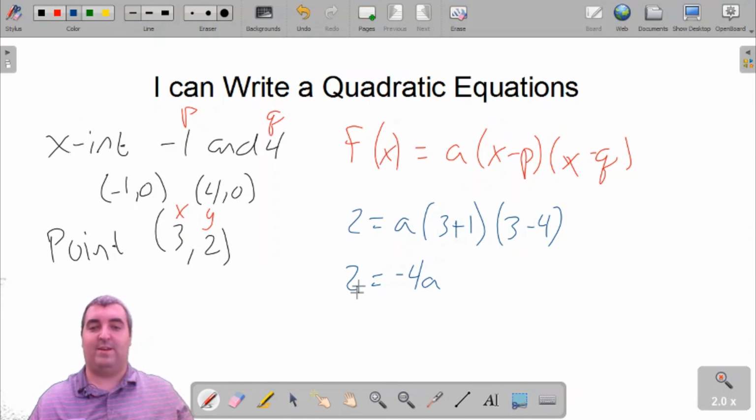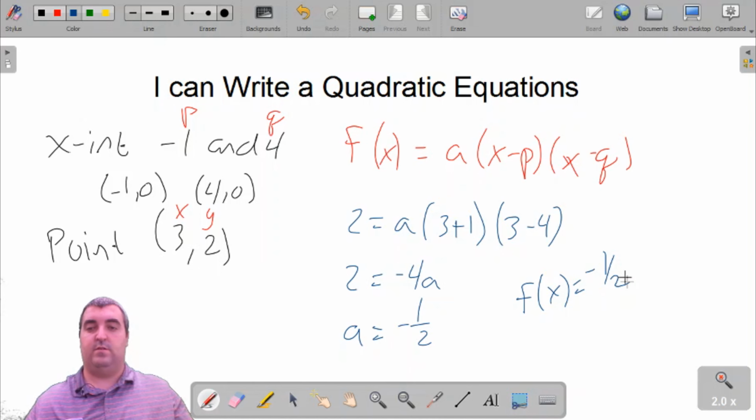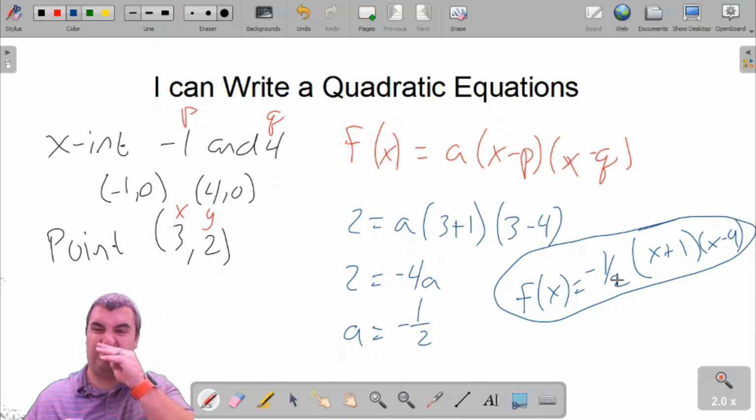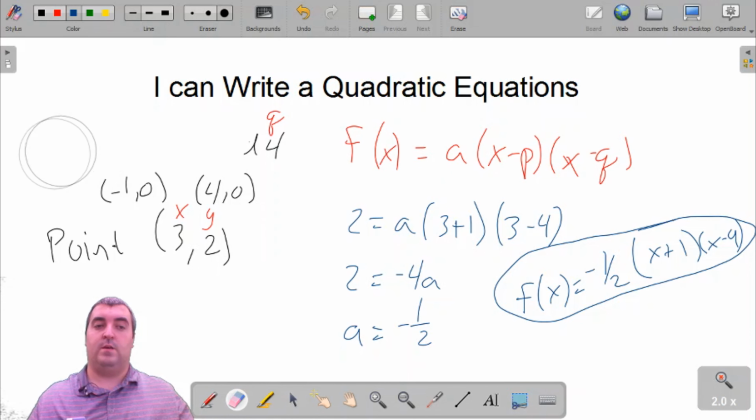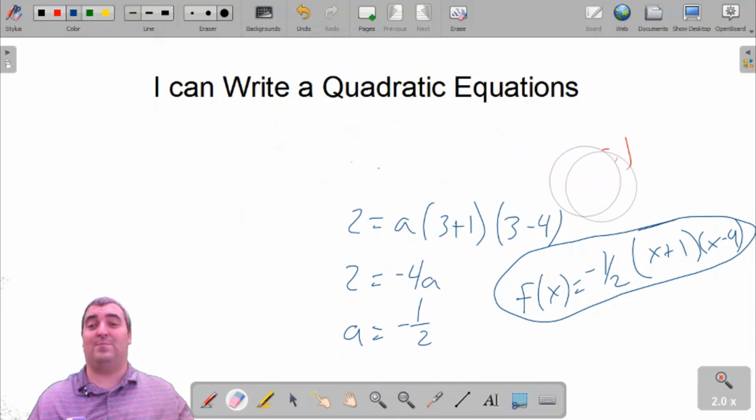Just make sure I did my math right. And then a equals -1/2. So for this one, the equation will be f of x equals -1/2 times x plus 1 times x minus 4. That's a 4. All right. Okay. So should be pretty straightforward, right? Vertex, you use vertex form. Factored, or x-intercepts, you use factored form. Okay. So now the last thing we'll see is when we're just given 3 random points.